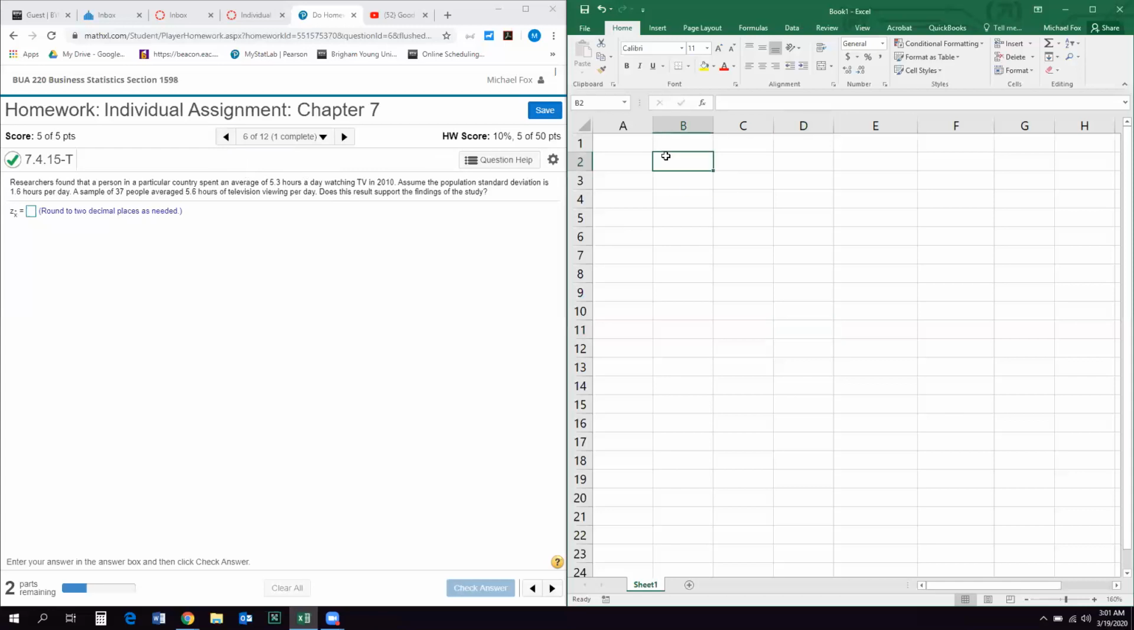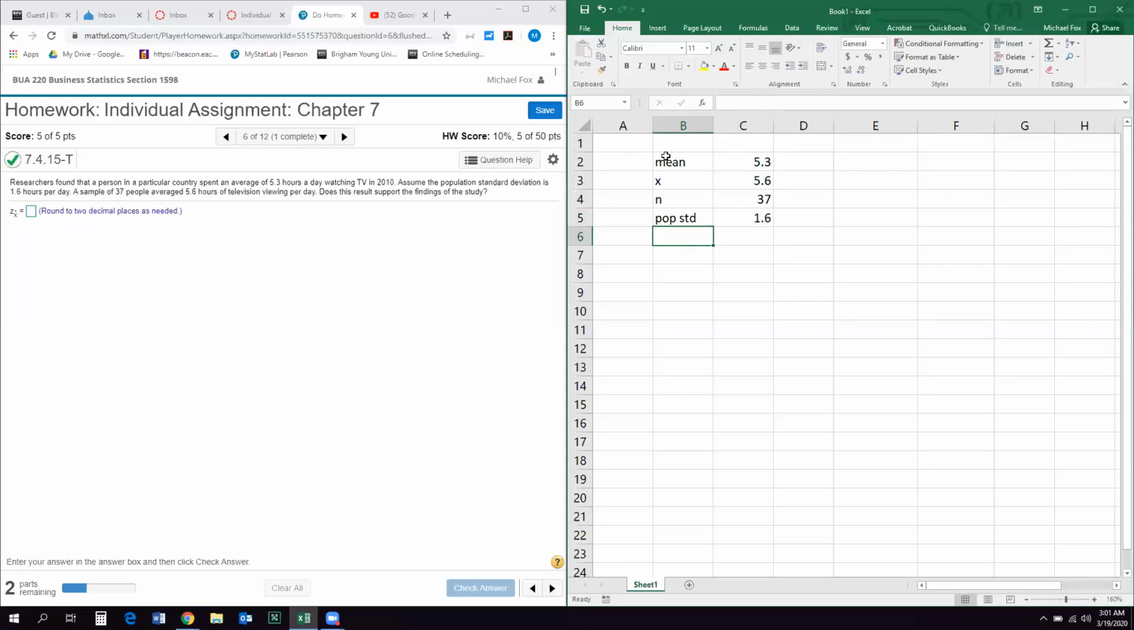So I'll just start. I always just try to start with what I know. So let's see. I know that the population mean is 5.3. And I know that X, or the number that we're testing for, is 5.6. I know that N, or the sample size, is 37. And I know that the population standard deviation is 1.6.